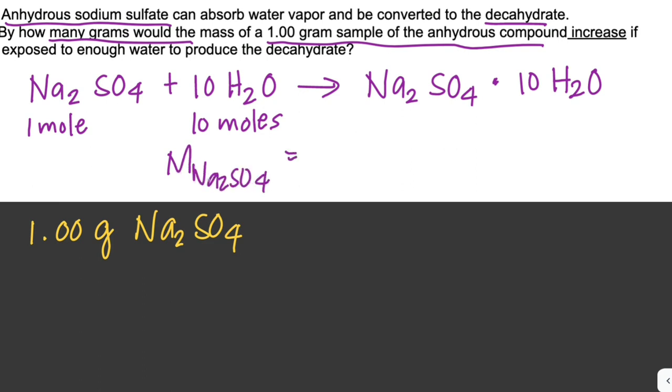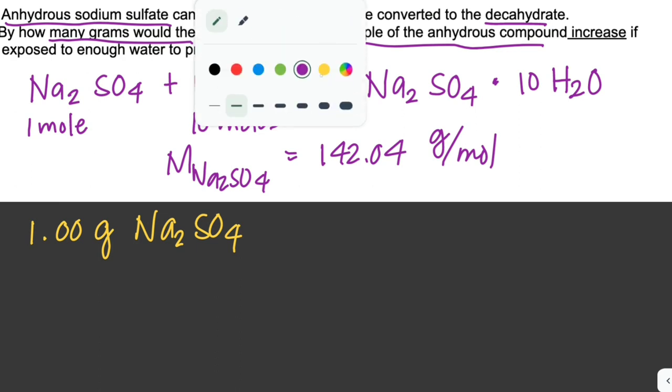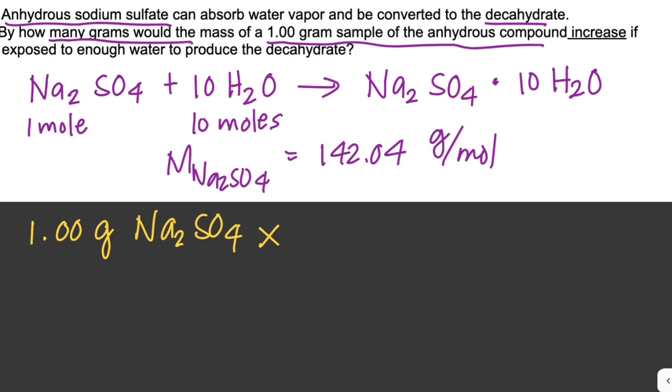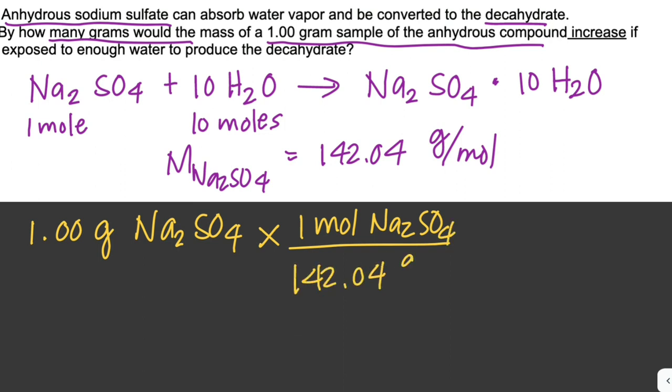Na2SO4. That would be 2 moles of Na, 1 mole of sulfur, and 4 moles of oxygen. So that is equal to 142.04 grams per mole. Alright, and then we multiply this by 1 mole Na2SO4 divided by 142.04 grams Na2SO4. Then we multiply by the mole ratio.